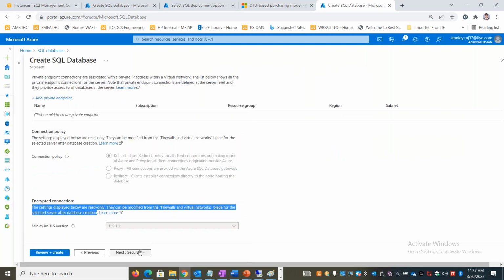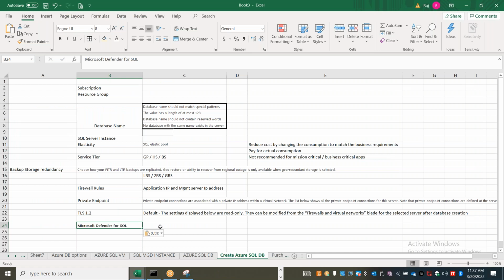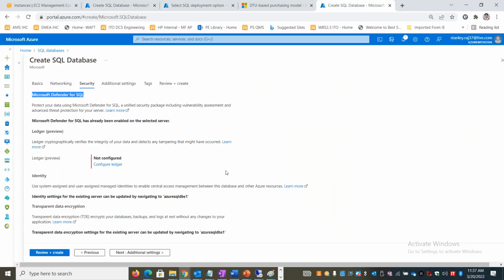So here, let's go to the security screen. You can also add Microsoft Defender for SQL, like for your operating system. Now you also have the anti-malware or antivirus at your SQL database level. Okay, that option you can add. Again, it's a separate cost. And you can also add the ledger. This is a very new option.